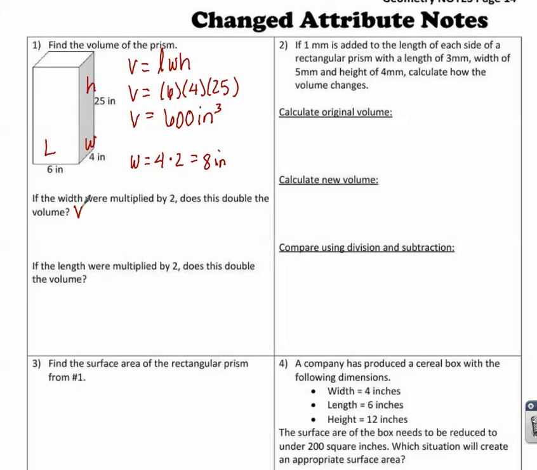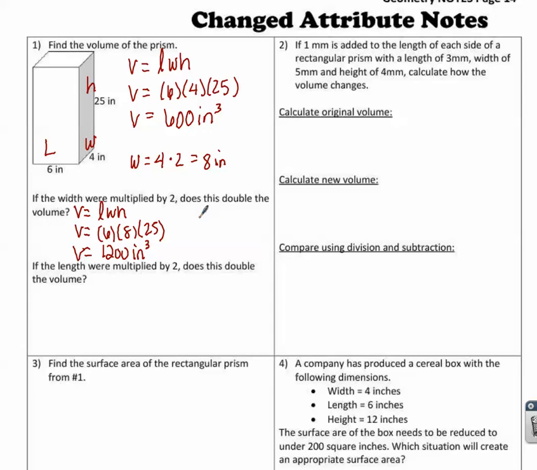So now, let's try to find the volume with our new width. So length is still 6, width is now 8, height is 25. When I multiply this from left to right, I get 1200 inches cubed.